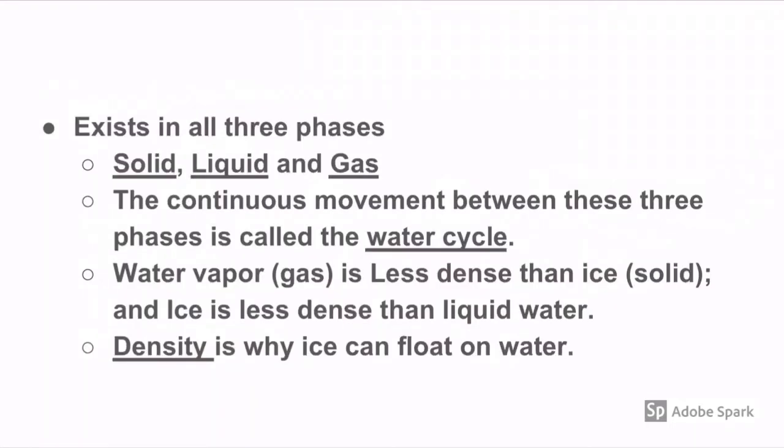It exists in all 3 phases. And yes, I know plasma is a thing, but we're talking about the big 3. That would be solid, liquid, and gas. And the continuous movement between these 3 phases is called the water cycle. Now remember, water vapor, the gas, is less dense than solid ice, and solid ice is less dense than liquid water. So because the solid ice is less dense, that's why it floats on water. Density is why ice can float on water.